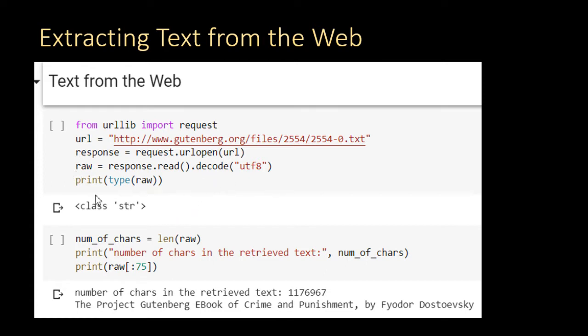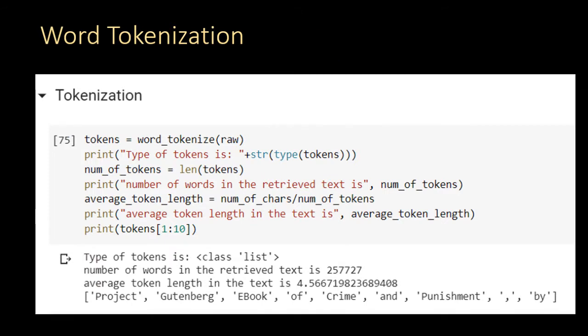As you can see, the type of the variable raw is string. Therefore, we can use the len method to see how many characters are stored, as well as use slicing to access a substring and print it to the screen. Then you can use all the normal text operations as before.